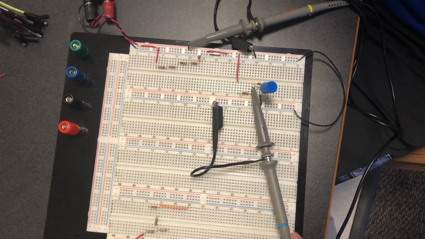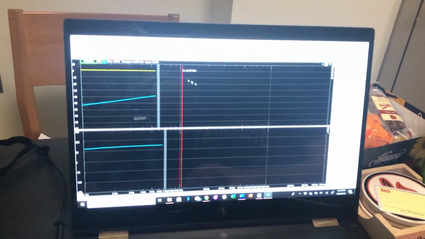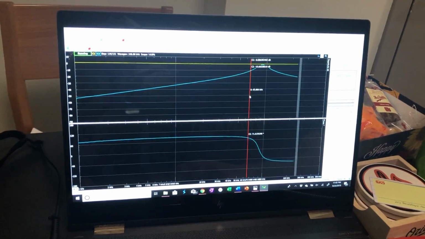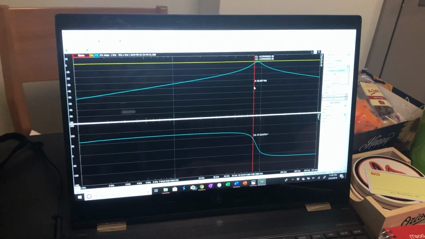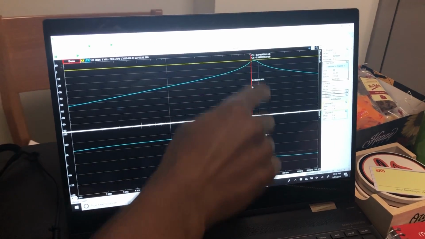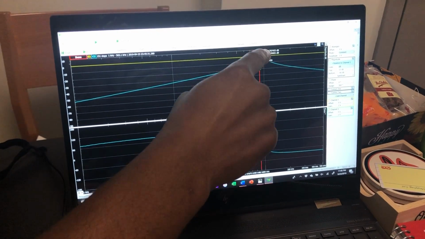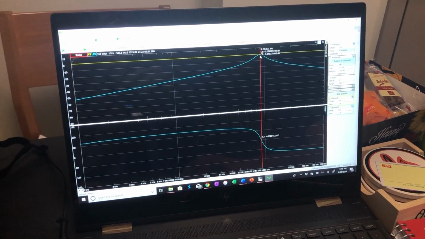kilo ohms. So if we look at our frequency response for the bandpass filter, yeah, look at that. That looks great. So this peak value right here, this corresponds to the resonant frequency.